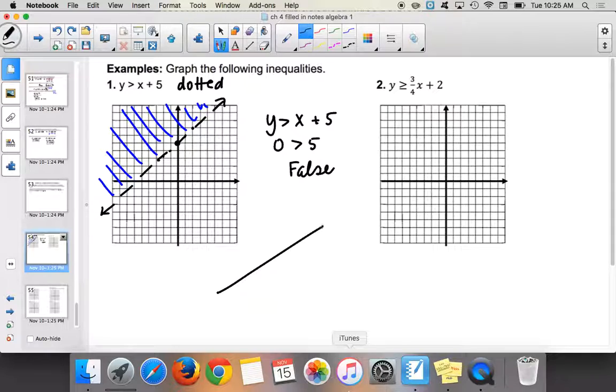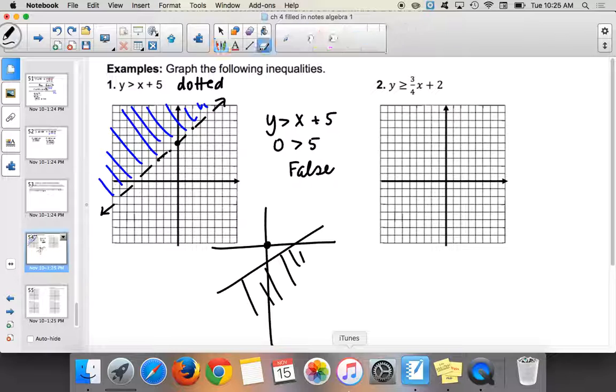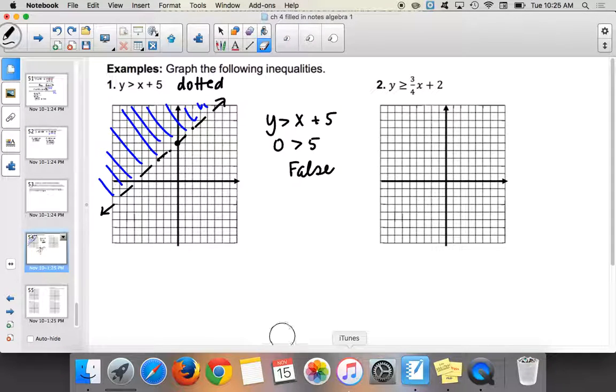Like if 0, 0 had been here, I drew this totally wrong. Let's say 0, 0 is here, and it was false, then you'd shade this way, right? You'd shade away from it. All right, so the next one.